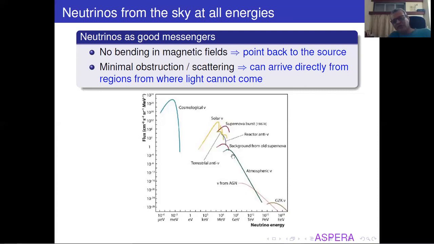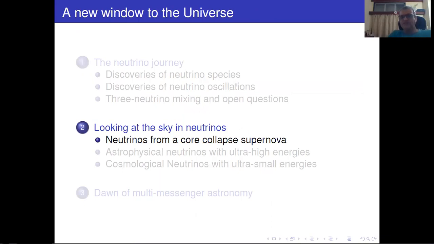What we are going to do now is focus on three of them. We focus on the extreme left region, which is cosmological neutrinos, the central region, which is supernova neutrinos, and neutrinos from astrophysical sources. Okay. So first, we see neutrinos coming from a core collapse supernova, and try to see what are the things that they can do.